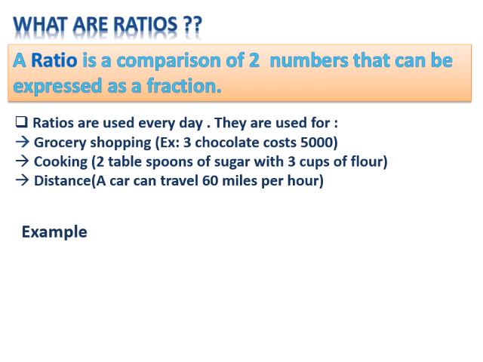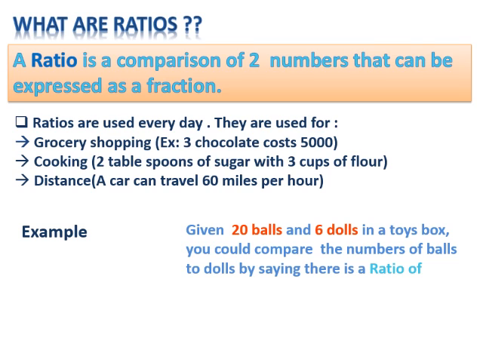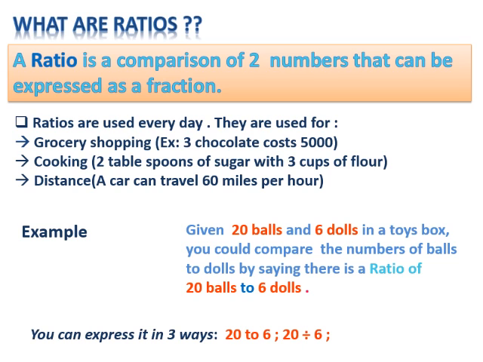Let us take an example. Given 20 balls and 6 dolls in a toy box, you could compare the numbers of balls to dolls by saying there is a ratio of 20 balls to 6 dolls. You can express it in three ways: 20 to 6, or 20 divided by 6, or 20 over 6.